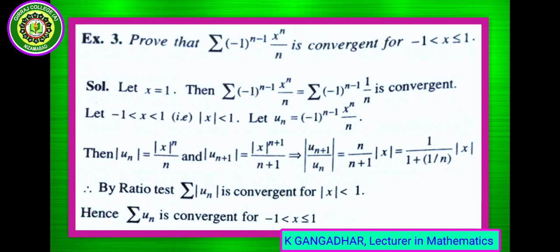Here we find mod un. So mod un and mod un plus 1, apply ratio test. Mod un plus 1 by un equal to mod x by 1 plus 1 by n factorial. That limit value we get mod x. So here by ratio test, sigma mod un is convergent for mod x less than 1. Therefore given series is convergent for minus 1 less than x less than or equal to 1.